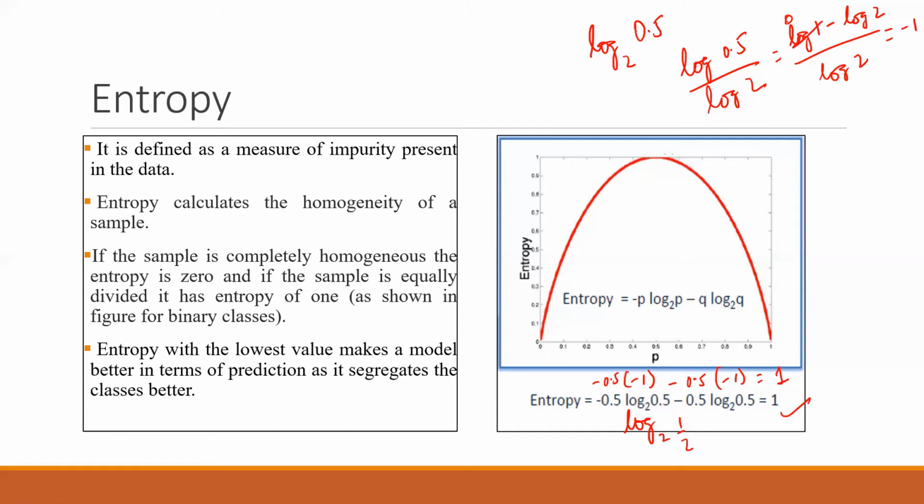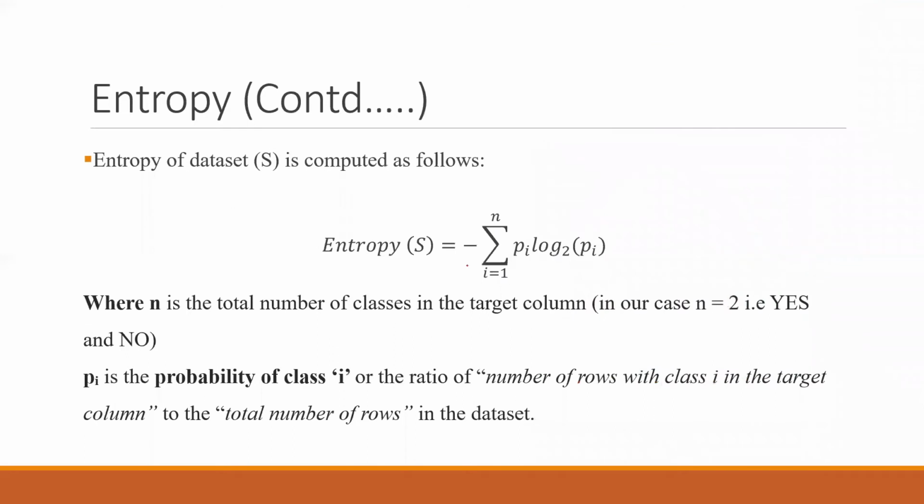This is how you calculate the entropy, and if the dataset is 50-50 for both the classes, it will have the highest entropy, which is 1, right? So if the probability is 0.5, the entropy value touches the top point, which is equal to 1. So yeah, this is the formula.